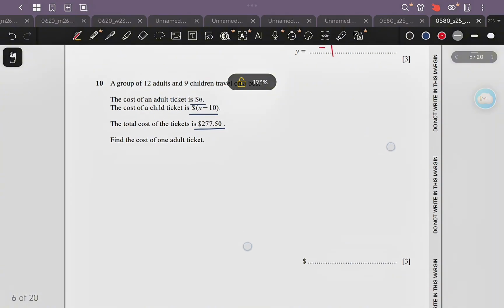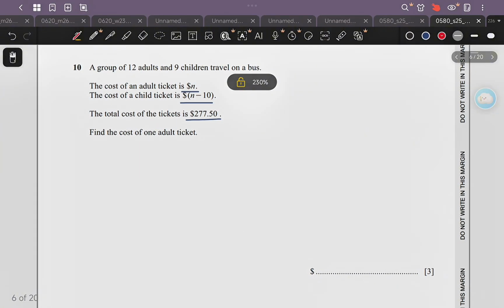Alright. Question 10. A group of 12 adults and 9 children travel on a bus. The cost of an adult ticket is N dollars. The cost of a child ticket is N minus $10. The total cost of the tickets is $277.50. Find the cost of one adult ticket. So they're asking for one adult ticket, not the child ticket.